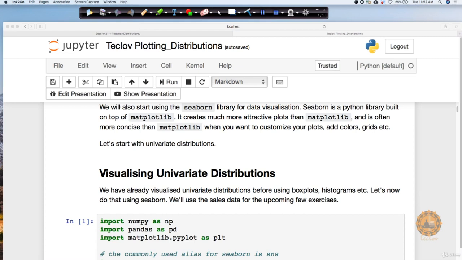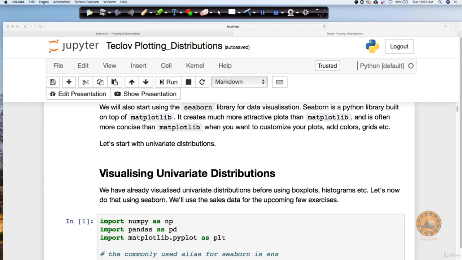So after we understood how matplotlib works, now it's the right time to talk about Seaborn, which is another variant of matplotlib. In fact, Seaborn is built on top of matplotlib, and it is more effective because you can create even more attractive plots using Seaborn, and it's going to be more concise than matplotlib. You can add colors, you can customize your plot. All these things are possible in the Seaborn package.